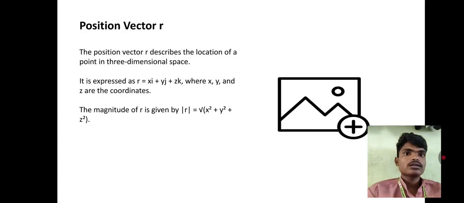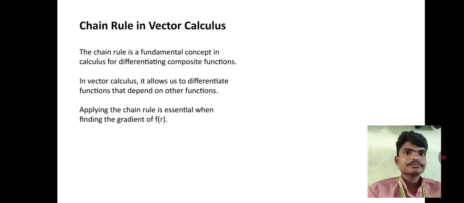Position vector. The position vector describes the location of a point in three-dimensional space. It is expressed as r is equal to xi plus yj plus zk, where x, y and z are the coordinates. The magnitude of r is given by modulus r is equal to root of x square plus y square plus z square. Chain rule in vector calculus.